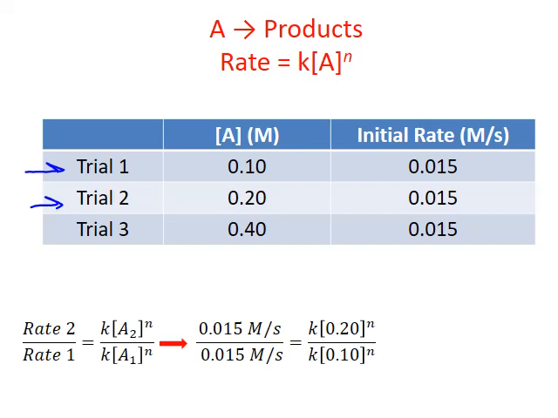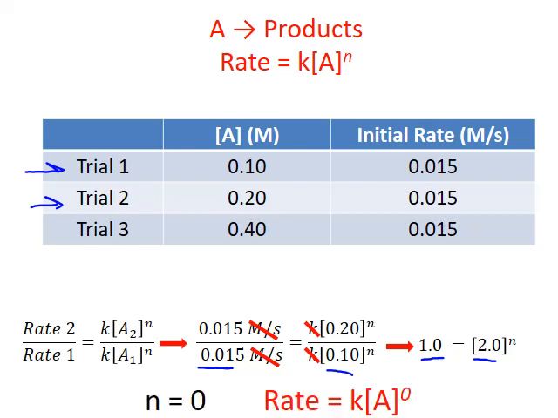And again, we'll reduce everything that we can. Our units will cancel out. Our rate constants will cancel out. And we'll reduce the rate ratio on the left-hand side to 1, and that's going to be equal to 2, again, for the concentration ratio raised to the n power. And again, we have to know what exponent we can raise our number 2 to give us a value of 1. And there's only one exponent that you can raise a number to that will return 1, and that exponent is always 0. So this is zero order with respect to A.